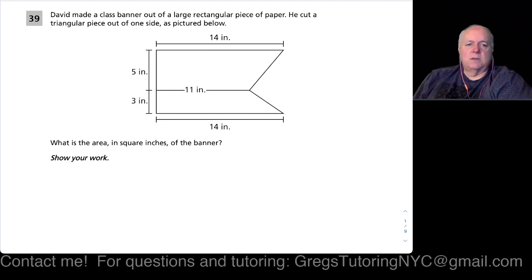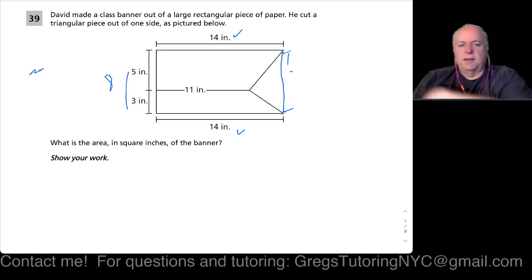Let me see if my tablet's going there. So we have the length at the top is 14. The length of the bottom is also 14. So because this 5 plus 3 here, if we say that's 8, it's probably a valid assumption that if I was to do this, that this is probably 8 as well. Okay, we don't know yet. We have to read the words. It does not tell us in the illustration. In other words, it doesn't say this is a 90-degree angle and that's a 90-degree angle.